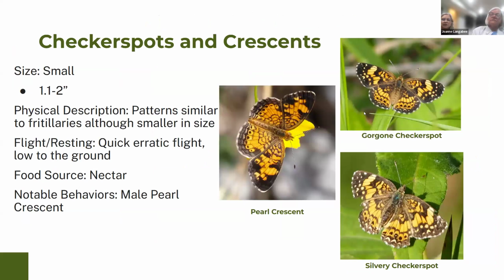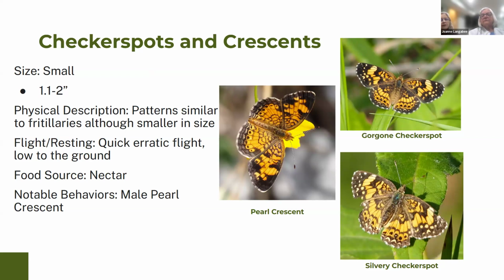The checker spots and the crescents. So if you shrink down the fritillaries, that's kind of what the crescents and the checker spots look like. However, they are different. If you look at the shapes of their wings, the patterns have less white and light colors, and they're more just the black, the dark, and the orange. The pearl crescent, the low flyer, the gorgon also.